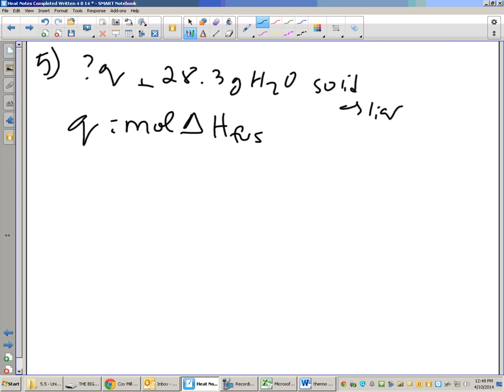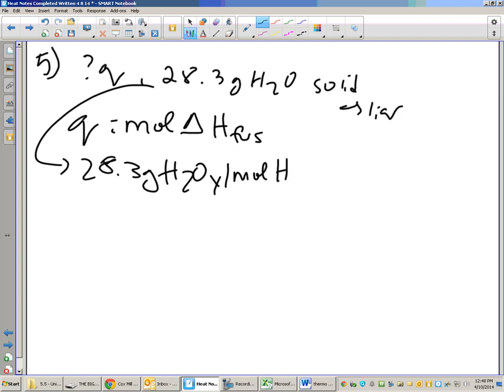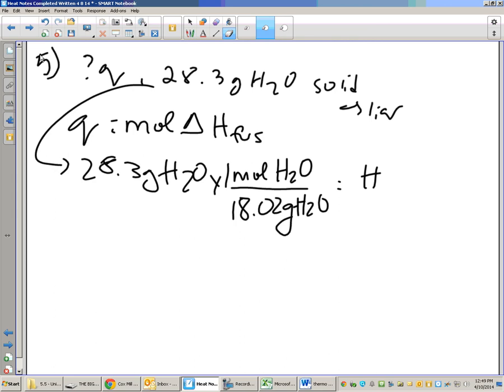So we need to take our 28.3 grams of water, to moles of water first, so that's times 1 mole of water over 18.02 grams of water. That gives us some number like, I don't know, 1.57. 1.57 moles.